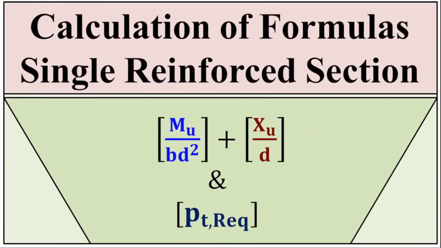Next, in practical engineering design scenarios, it is frequently necessary to ascertain the actual moment of resistance, Mu by BD square, the depth of the neutral axis, XU by D, and the requisite percentage of tensile reinforcement, PT required, for a specified set of design loads and material properties. This slide delineates the transition from theoretical limits to these applied calculations.